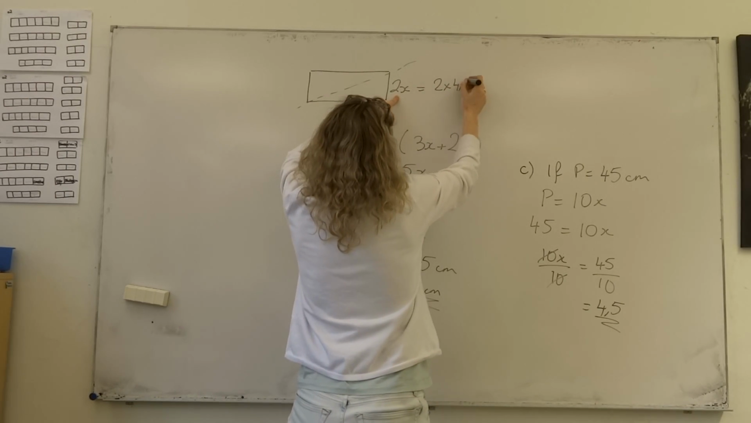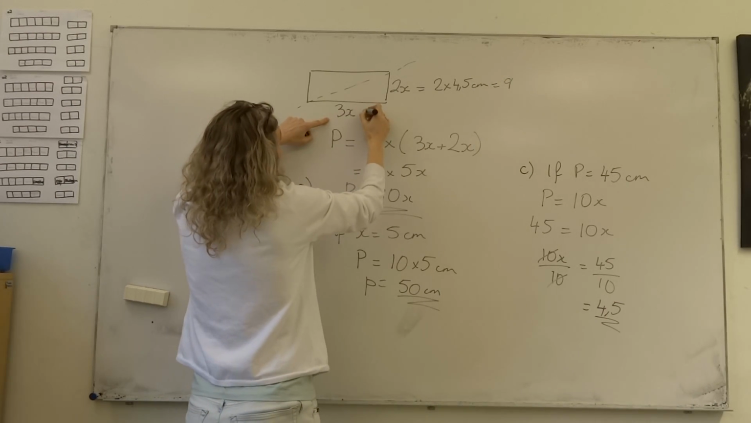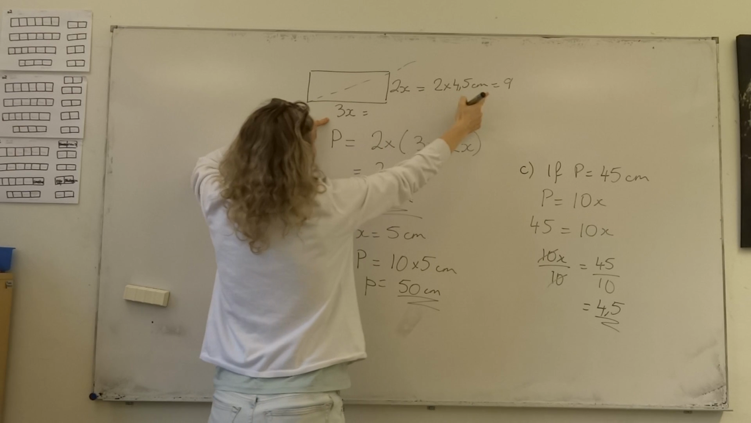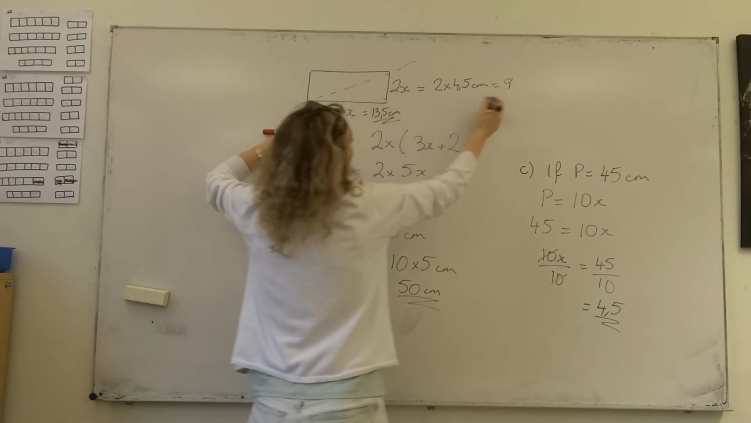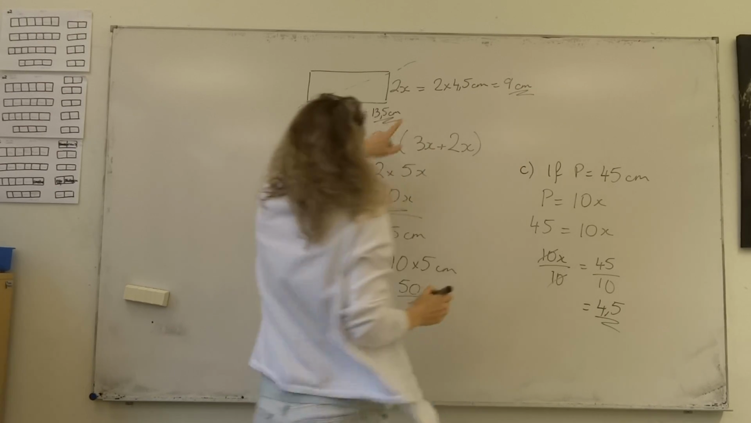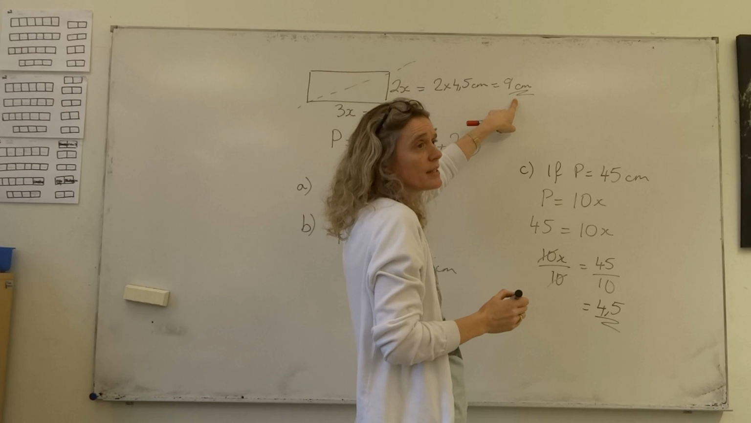2 times 4.5 centimeters is 9. 3 times 4.5 will be 9 plus another 4.5, it will be 13.5 centimeters. So we have a length of 13.5 centimeters and a breadth of 9 centimeters.